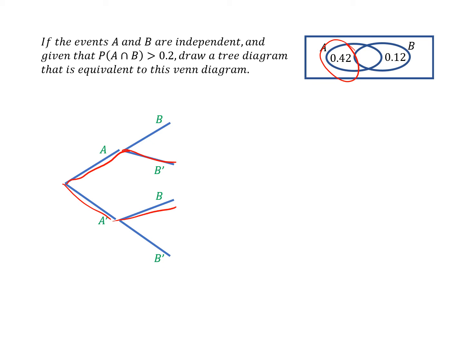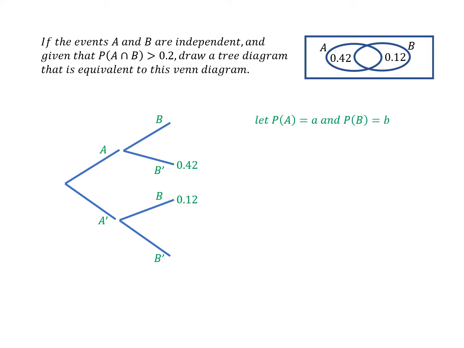So that's what it looks like when it's drawn neatly. So now I need to do some work, some algebraic work. So what I'm going to do is to define the probability of A and probability of B as letters, just to make my life a little easier.